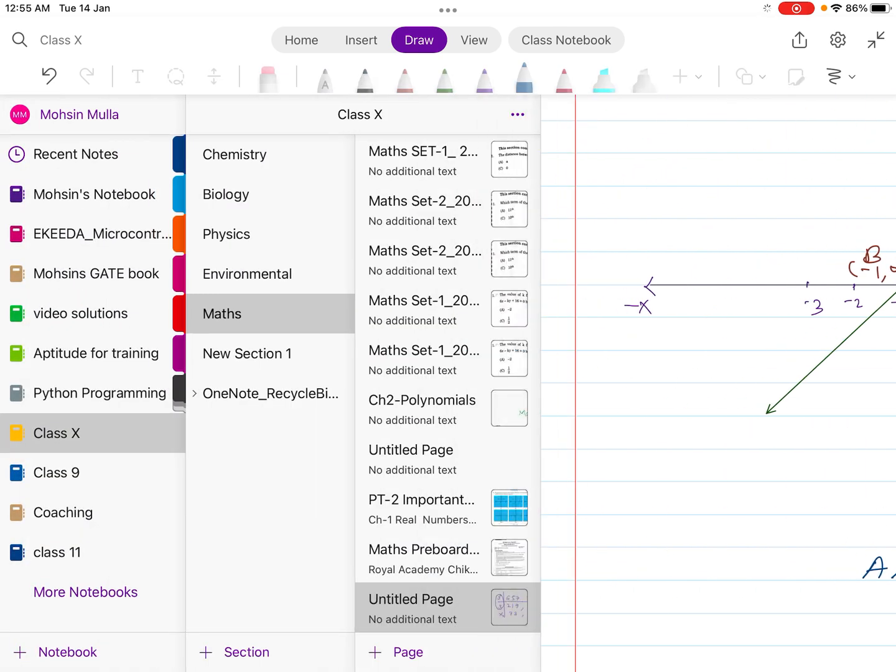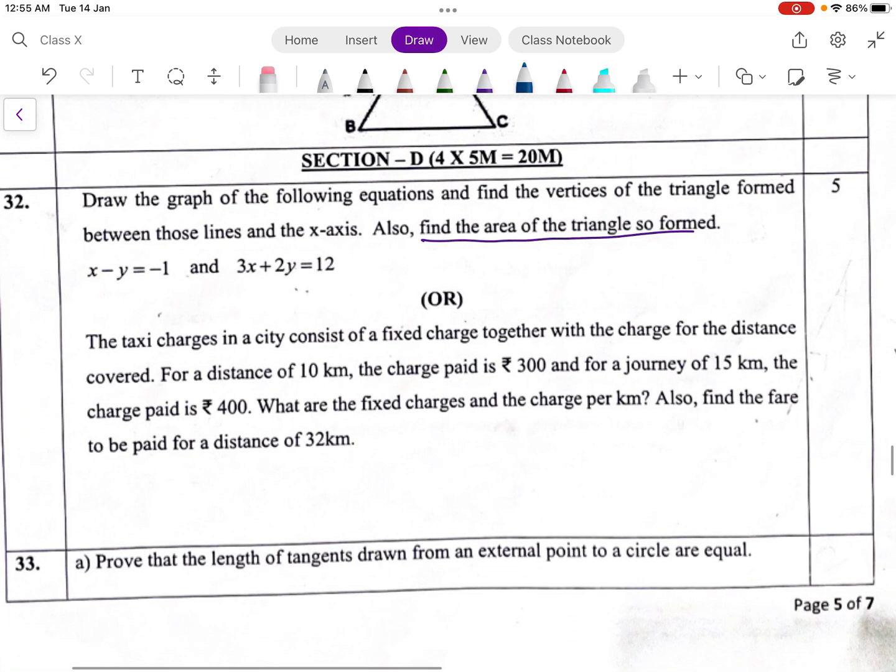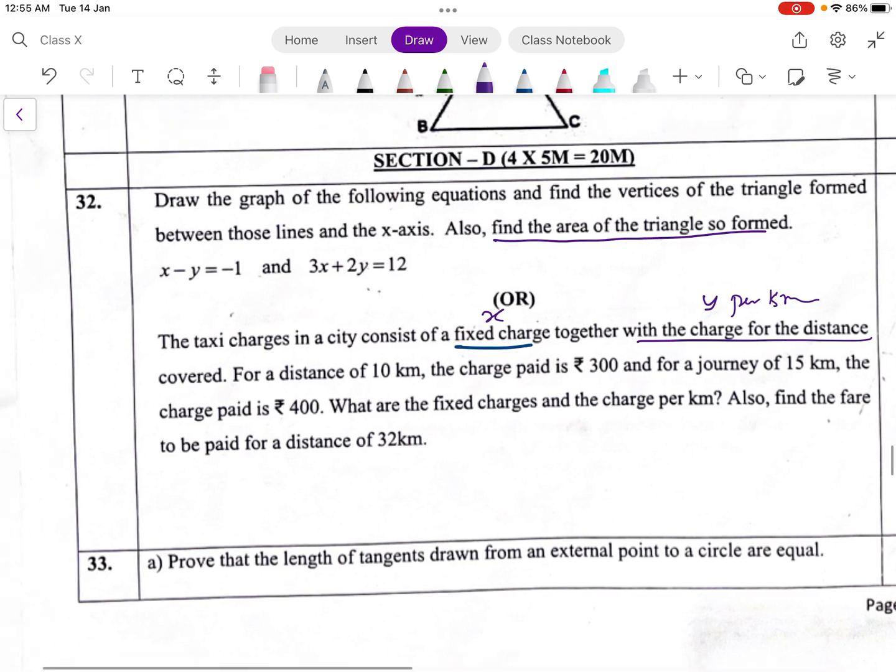Now let us see other questions. Here, a taxi in a city consists of a fixed charge together with the charge for the distance covered. If you take the fixed charge as one variable, say x, then the charge with respect to distance will be y per kilometer. Therefore when you write the expression for charge, it will consist of two values: fixed charge x and variable charge y, but variable depending upon the distance that is covered, say d.